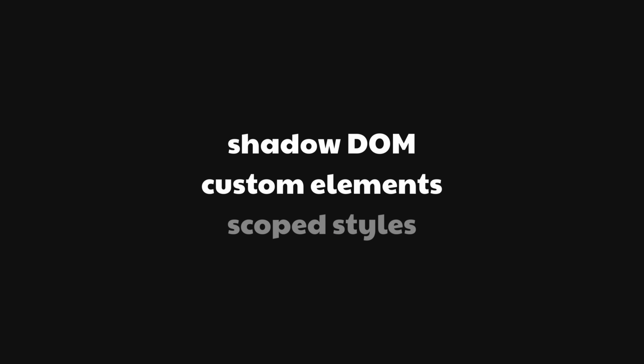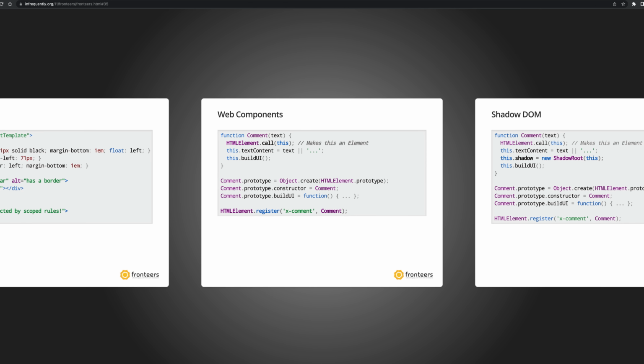The Web Component spec was made up of three main parts: custom elements, shadow DOM, and scoped styles. Custom elements allowed you to create new HTML elements by extending HTML itself. This allowed developers to combine markup, styles, and behavior into a reusable package that the browser would treat the same way as native HTML elements.